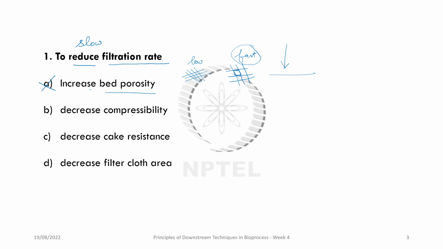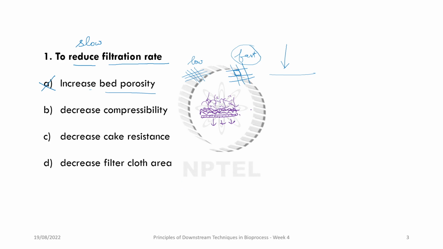Option B, decrease the compressibility. So what is compressibility? Let's say this is the filter medium with all the sieve pores, and your fermentation broth with all its multiple solids and different materials is going to fall on this, and this is going to form a cake over time. Correct? And you're going to have clear filtrate coming out.